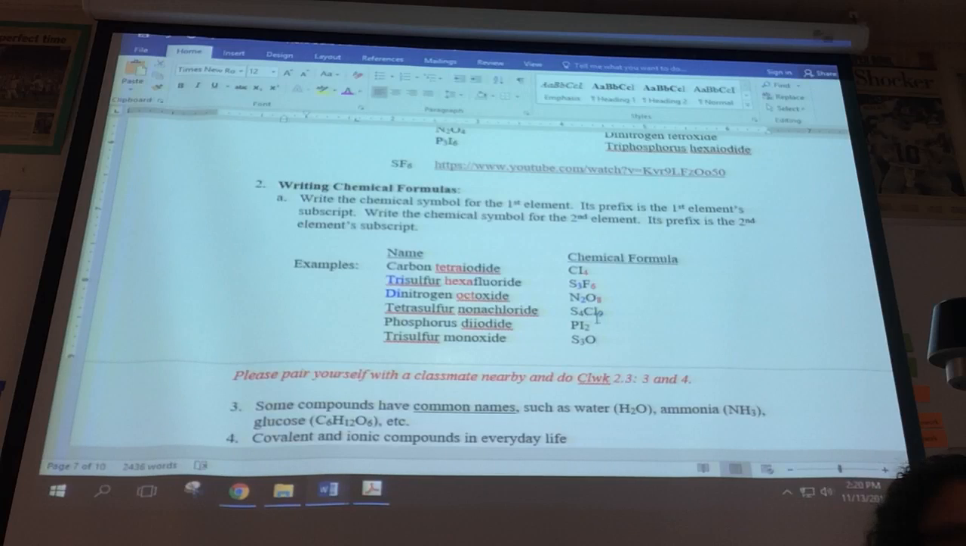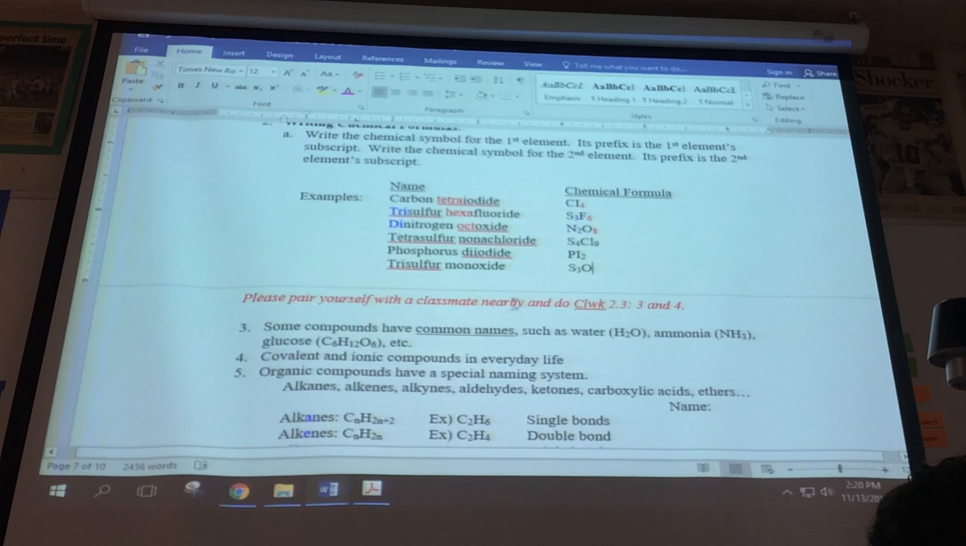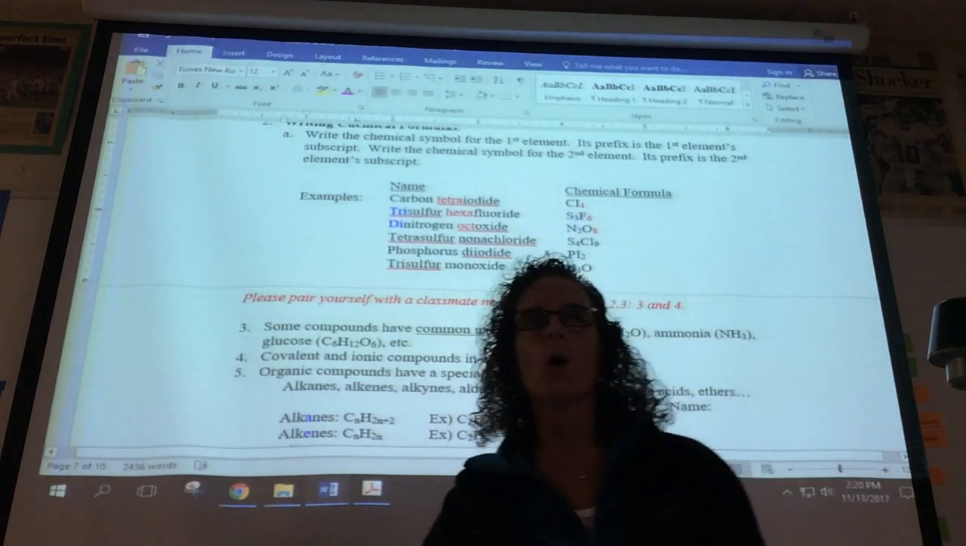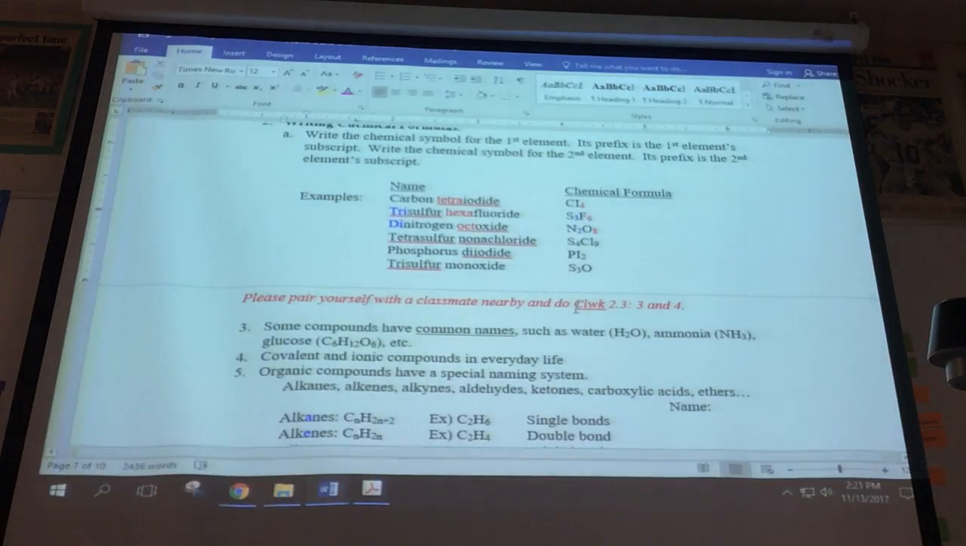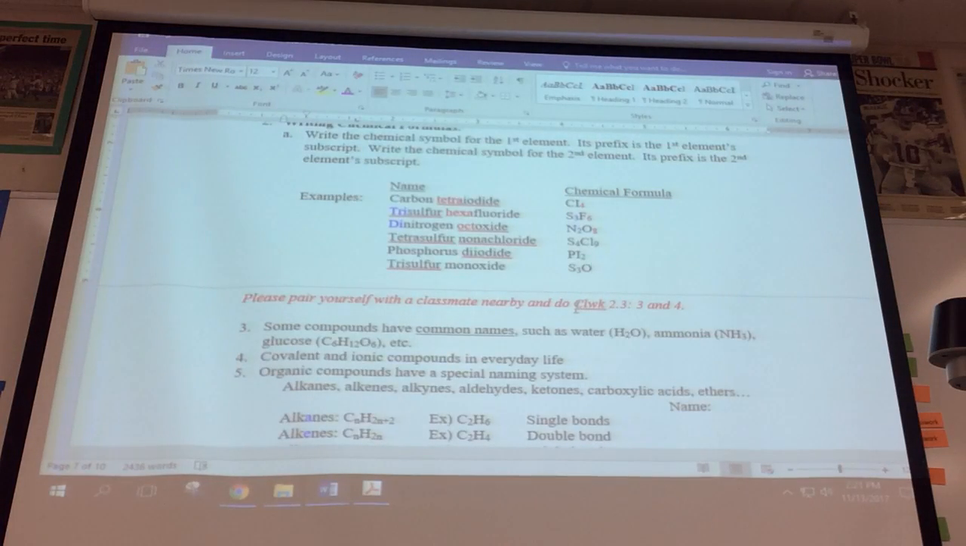Questions on writing the chemical formulas? Pretty straightforward. Isabel's like, this is easy, I've got this. All right, you have 5 minutes. Don't move. Just work with your classmate and do classwork 2, number 3 and 4. We'll come around and make sure you're understanding, and you'll check your answers with your partner.